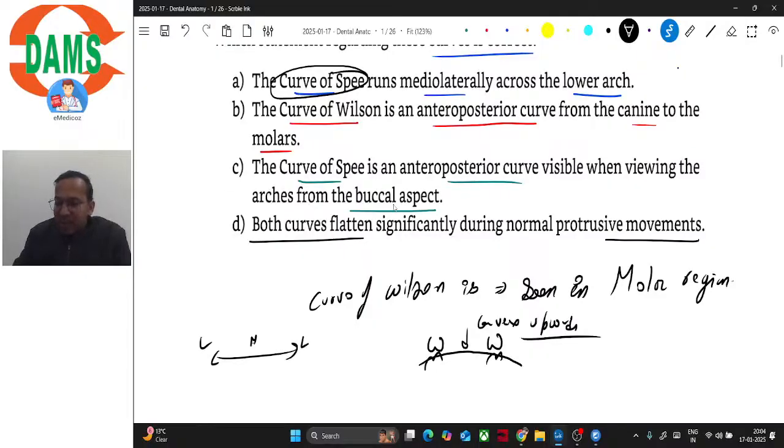So option C, that is the curve of Spee is an anterior-posterior curve which is visible from the buccal view. This is your correct option, right? So apart from these, you have other curvatures as well, isn't it? Curve of Monson and curve of anti-Monson.